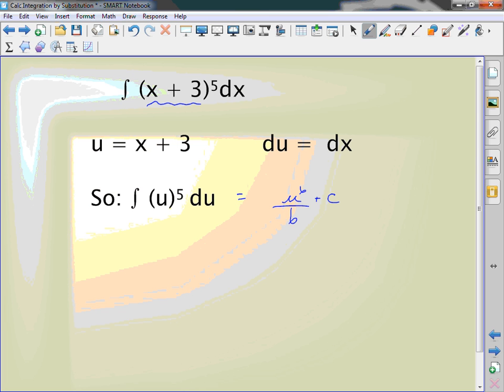Now, what did u mean? x plus 3. Put it back in. (x plus 3) to the 6th over 6 plus c. And that's the integral, or the antiderivative, of (x plus 3) to the 5th dx.